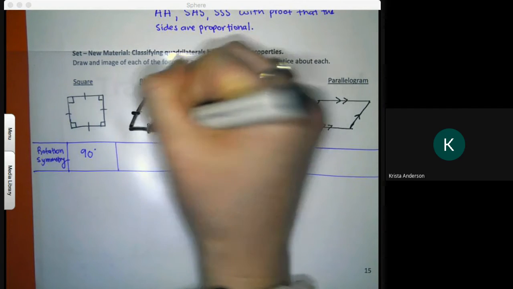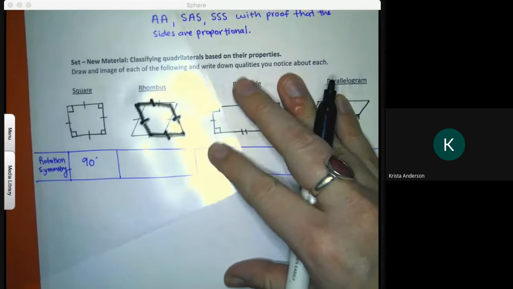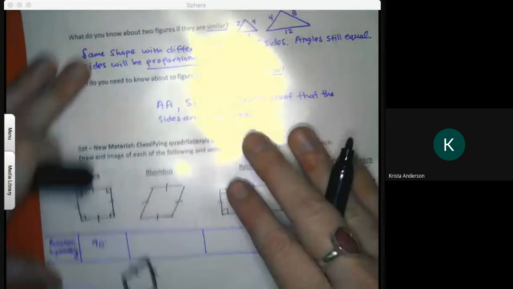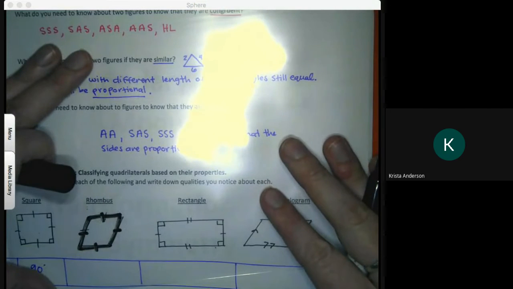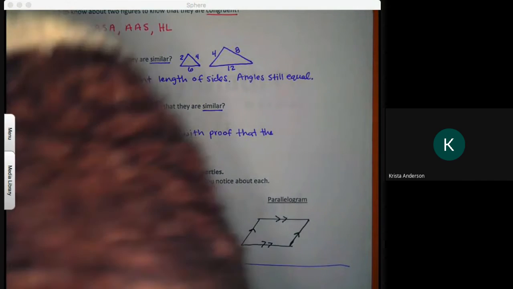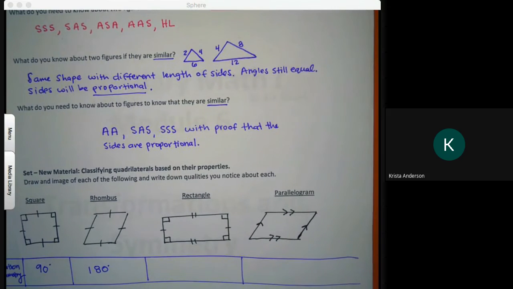Okay. I'm going to rotate it 90. Does it look the same? No. I'm going to rotate it another 90. Does it look the same? Yes. How much is that if I have to do it twice? 180.